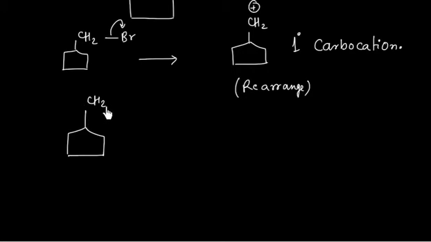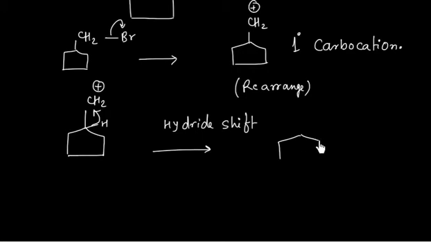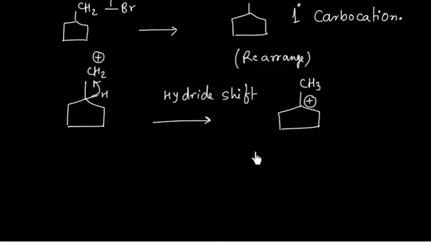So first, we can shift this hydrogen, that is a hydride shift. If I do a hydride shift, this hydrogen will be shifted, and here we will have CH3, and we will have a positive charge here. So we will have a 2 degree carbocation. No, this is a 3 degree carbocation. So this carbon is connected to this side carbon, this side carbon, and this side carbon. So this is a 3 degree carbocation.